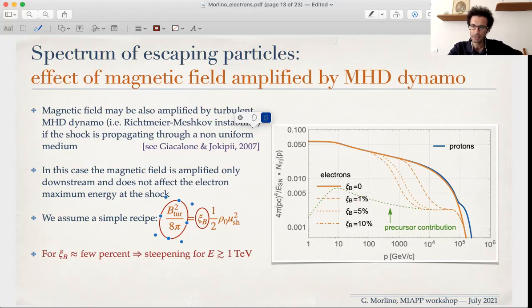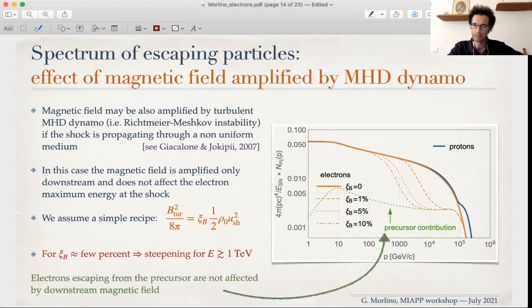Another interesting thing of these mechanisms is that the additional contribution coming from the precursor is not affected by losses due to MHD amplification. And so particle electrons that are escaping from the precursor are not affected, and they produce a flattening of the spectrum above, let's say, something of the order of 10 TeV.